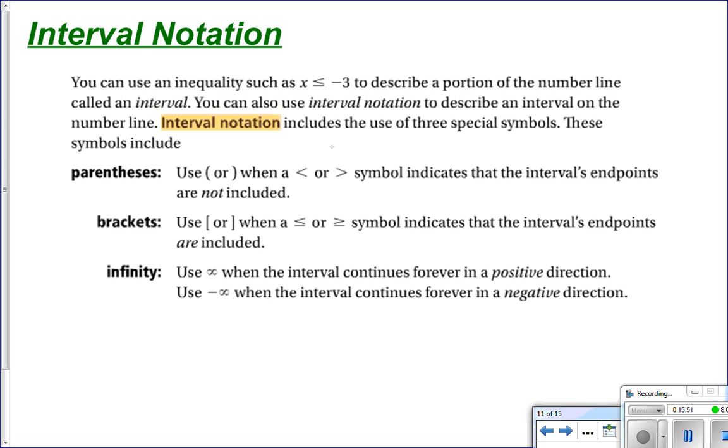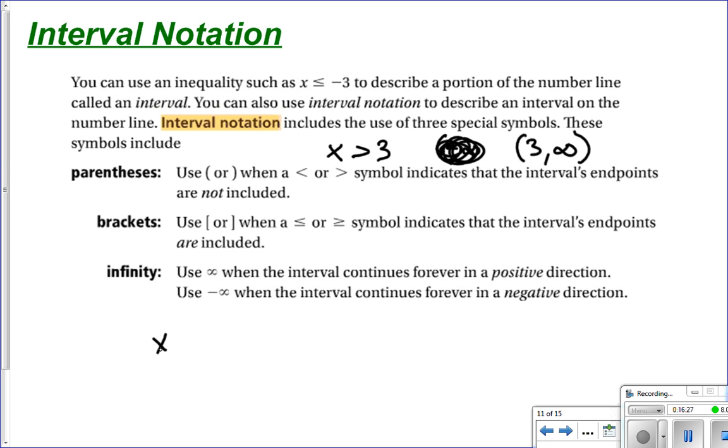For example, if I had x greater than 3, since 3 is my minimum, I'm going to use a parenthesis to show the end of that, and then it goes on forever, so it goes to infinity. And that's what's down here. We use infinity when the interval continues forever in a positive direction. We use negative infinity when the interval continues forever in a negative direction.